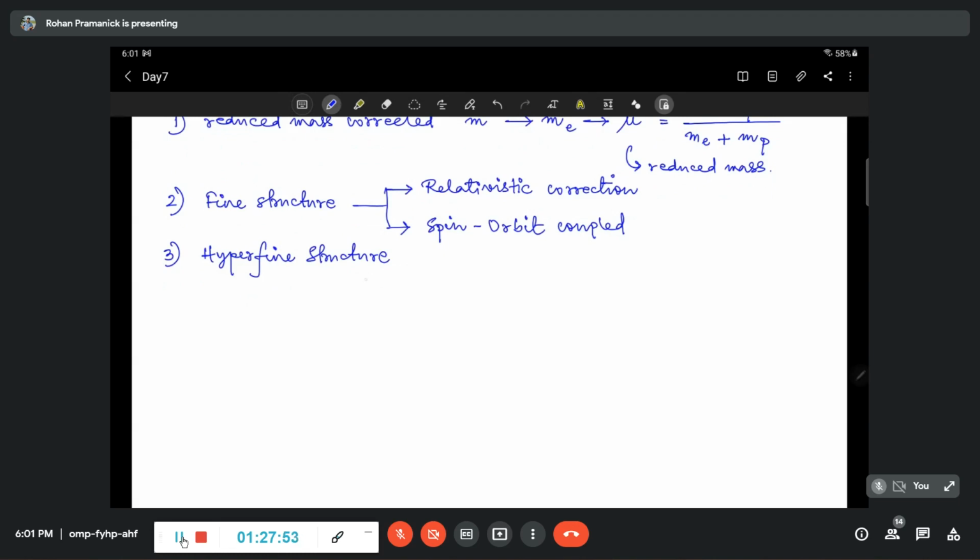And this hyperfine structure is a little bit non-trivial. This is the spin-spin coupling, the spin-spin interaction. So can anyone guess why there are two spins?